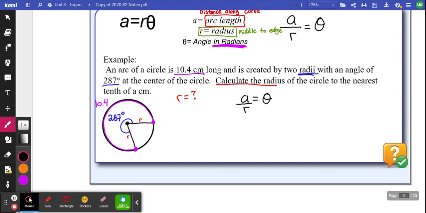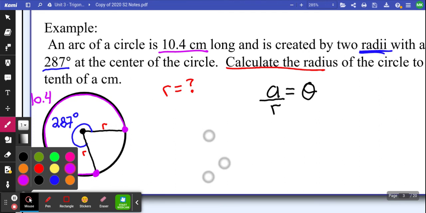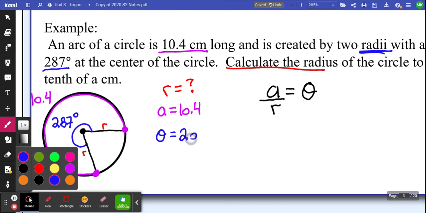Perfect. To use that formula, you need to know the arc length. We do know the arc length. The arc length is A equals 10.4. To use that formula, you need to know theta. We do know theta. Theta is 287 degrees.